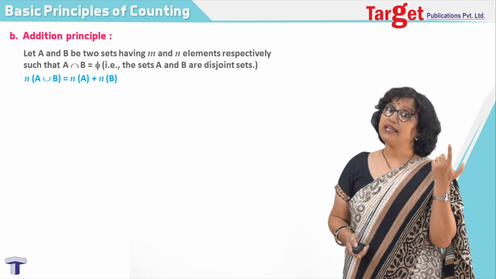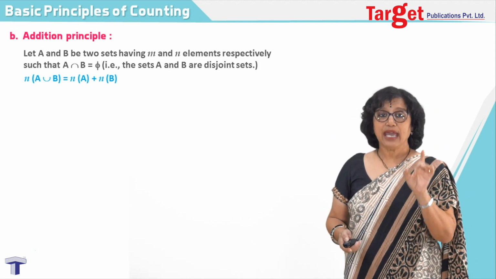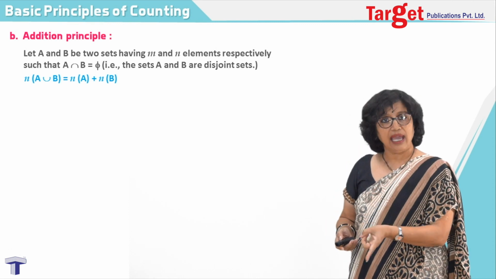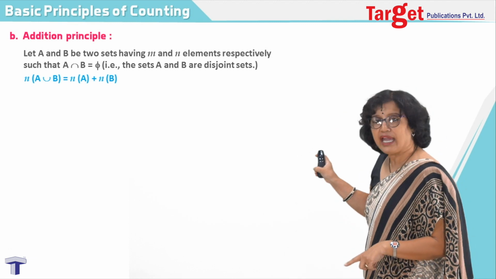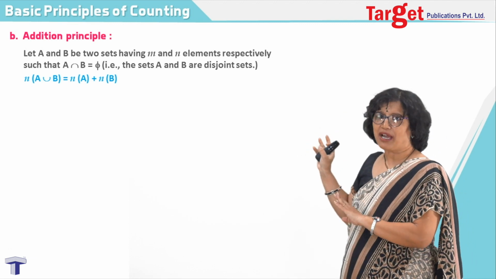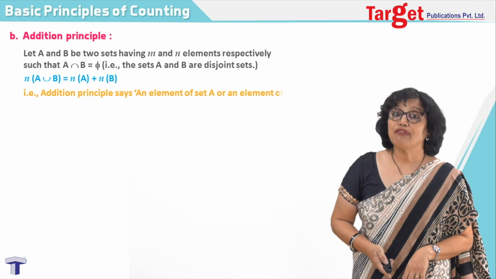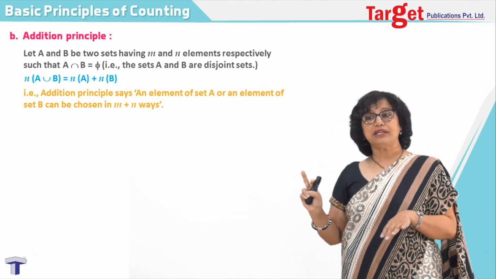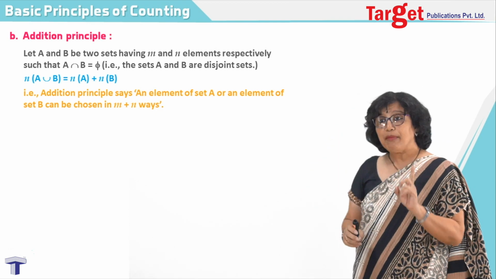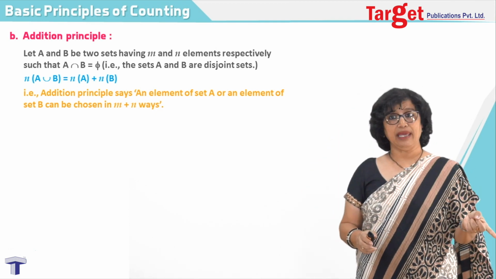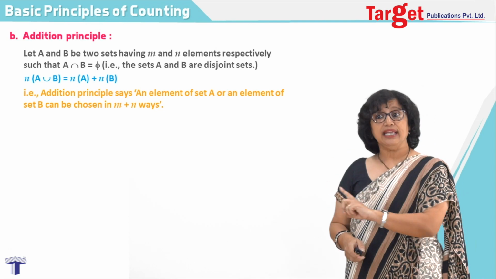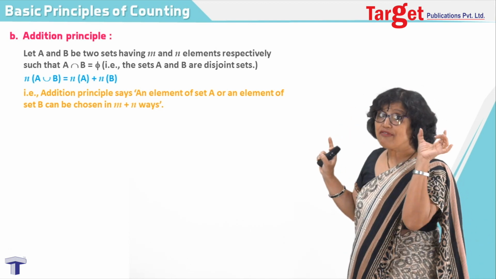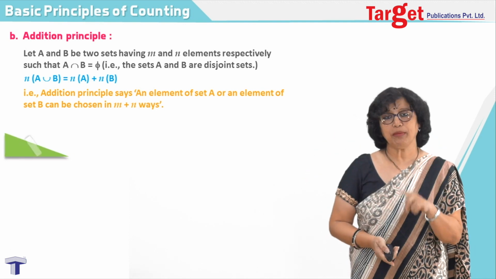Now this we have already done in set theory. n(A union B) equals n(A) plus n(B) minus n(A intersection B). Since n(A intersection B) is 0 here, that term I have not written. Now, if I have to write it in words, then I must mention that the addition principle says that an element of set A or set B can be obtained or can be chosen in m plus n ways. Now, I have written there that the word 'or' had come for union. I hope you remember.